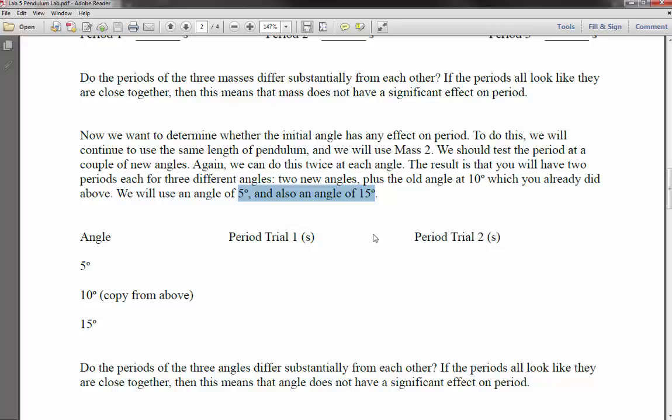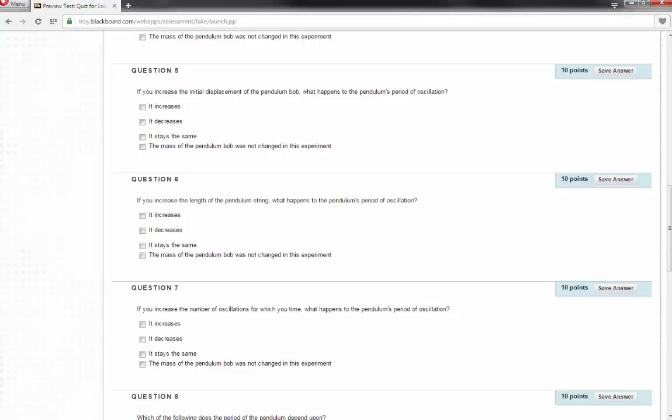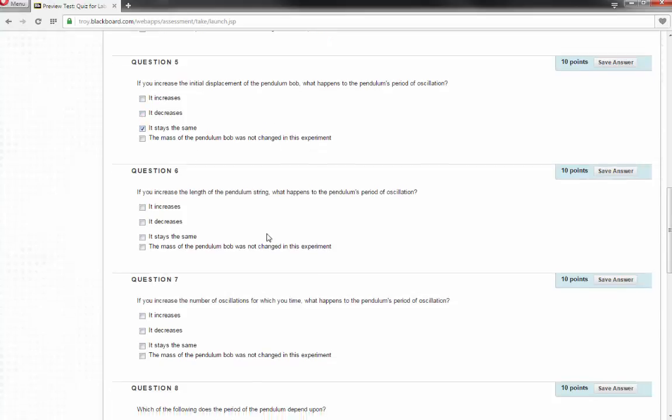You'd be getting an average period, but the average period doesn't necessarily correspond to the period for your initial pull angle unless each swing has the same period. So it turns out that the angle does not have an effect that you can measure for a small angle on the period. So we can say it stays the same.